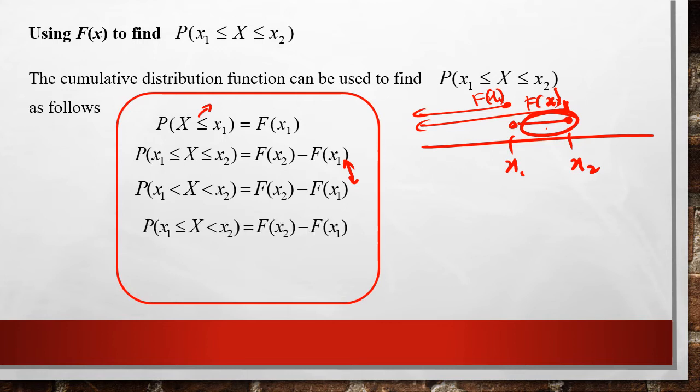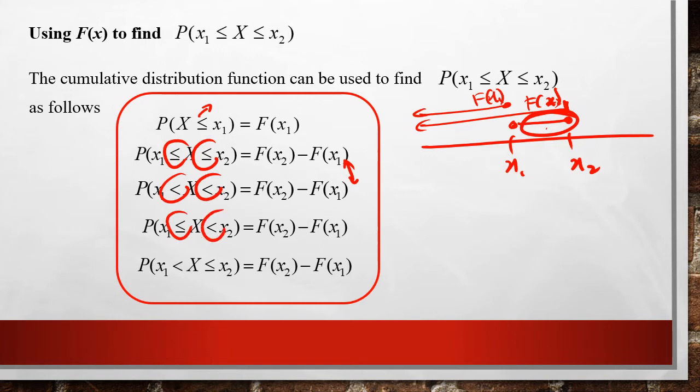And then the same for the probability of x between x1 and x2 where x1 must be included, and also the same for the probability of x1 up to x2 excluding x1. Okay, so even though you don't have an equal sign, or only one of them has an equal sign, it will be the same. It's always the same: capital F of x2 minus capital F of x1.